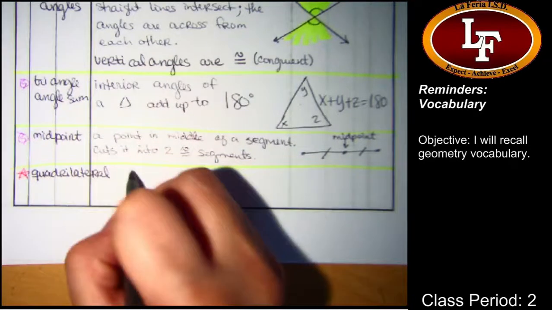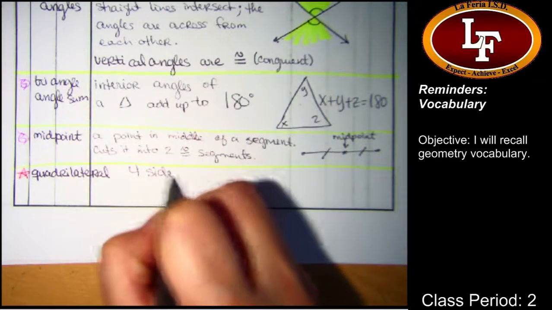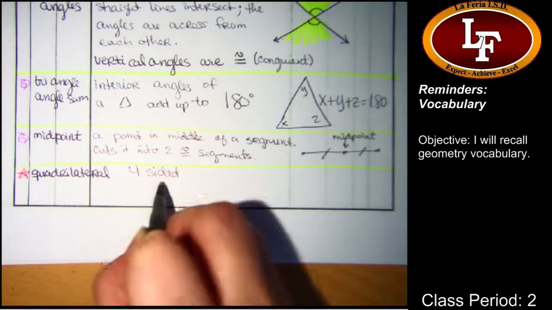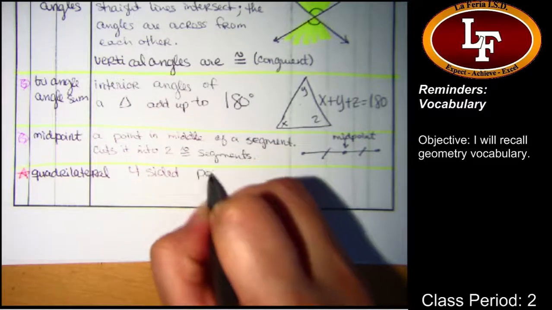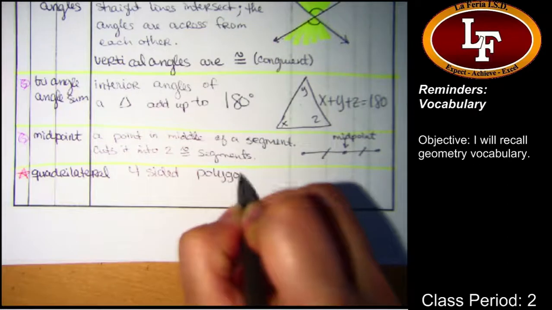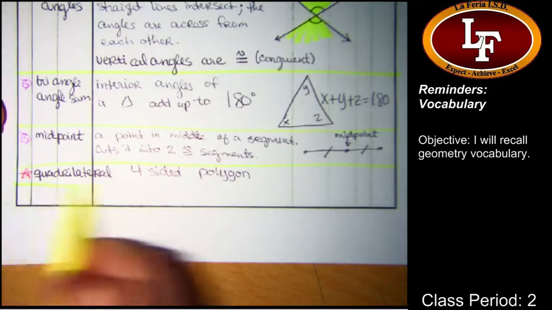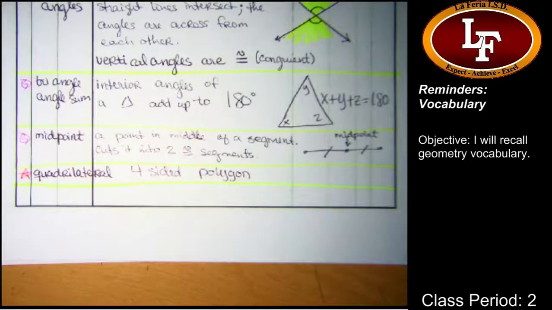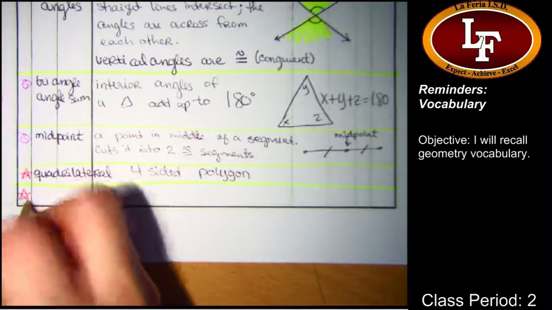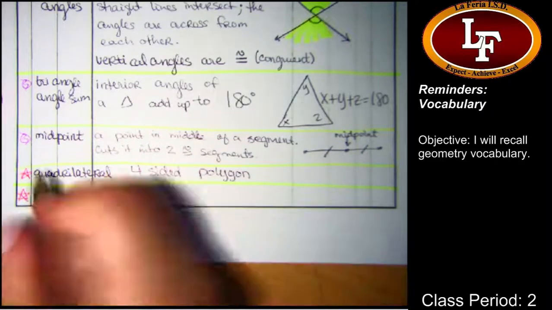So this is four-sided, four sides, quadrilateral, and this thing is a polygon. Okay, so it can't have any curves. Four-sided polygon, quadrilateral. And I have just enough space, barely, for our last new word of the day.